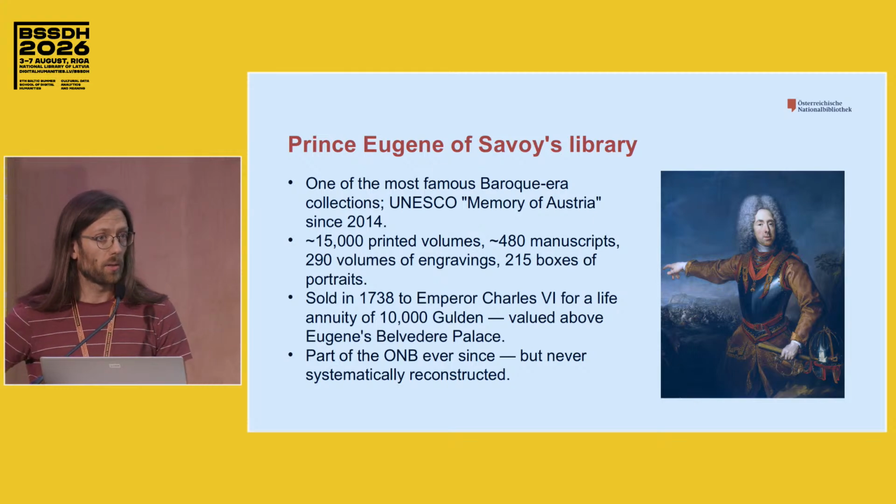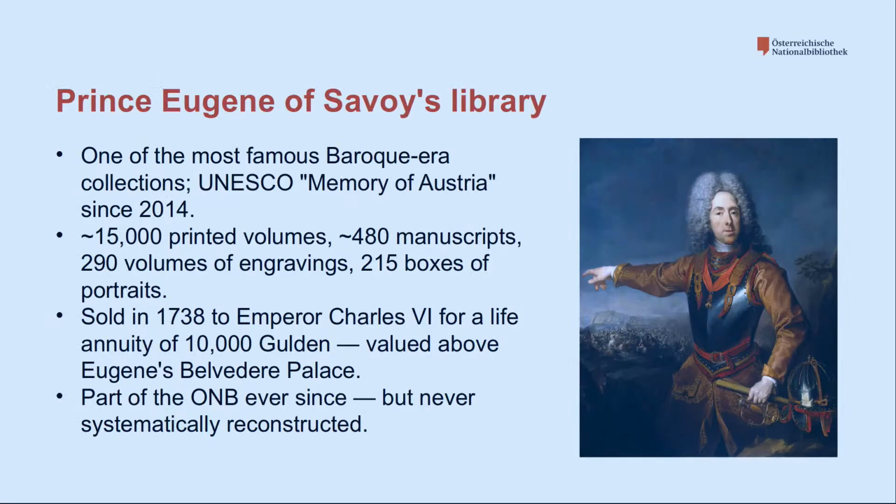And first of all, some background on Prince Eugene. You can see him here on the right side. He was a famous military commander of the Habsburg Empire, who lived in the late 17th and early 18th century. And he was famous for his achievements on the battlefield, but during the later half of his life, he was also a book collector, arts collector, and a patron of the arts. And this is reflected in the size of his private library. It was estimated to be around 15,000 printed volumes, almost 500 manuscripts, and then also other things that were bound, like engravings or portraits.